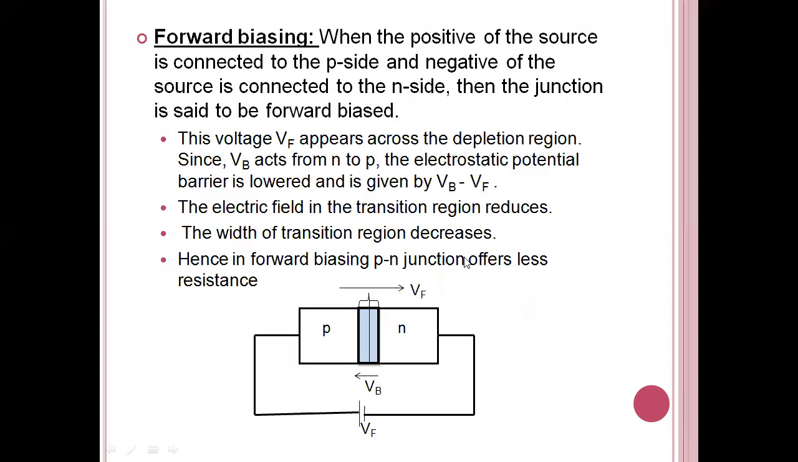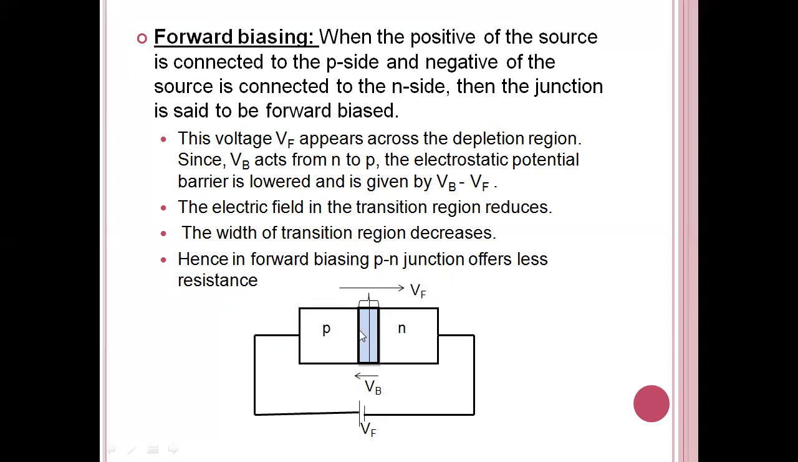Then forward biasing means P-type is connected to the positive terminal of the battery, and N-type is connected to the negative terminal of the battery. Such biasing is called forward biasing, where forward potential moves from P side to N side and barrier potential moves from N side to P side, as both are in opposite direction.